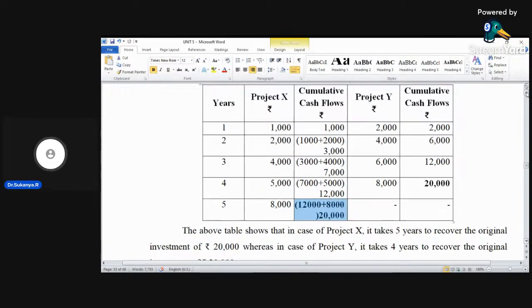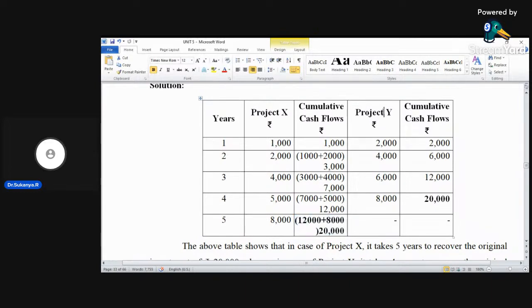But dear students, have a look at this project Y. For project Y, it is given that 2000 is the cash inflow of the first year, 4000 is the cash inflow of the second year, 6000 is the cash inflow of the third year, and 8000 happens to be the cash inflow of the fourth year. Now, as I've already told you, you have to take the cumulative cash inflows. For the first year, the cumulative cash inflow will be 2000 rupees.